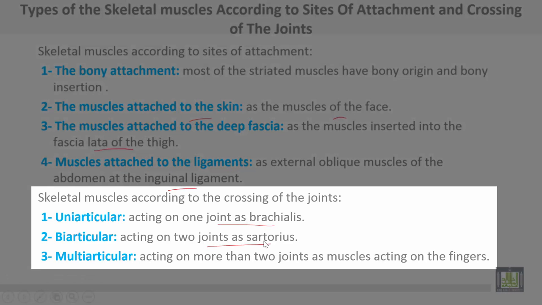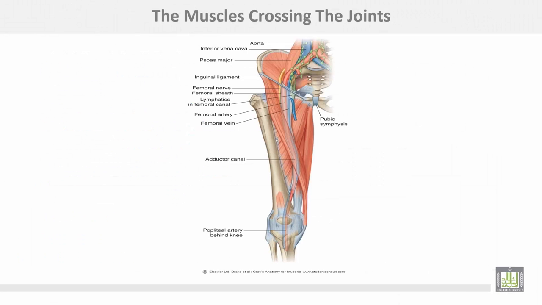According to crossing of the joints, the skeletal muscle crosses at least one joint, but sometimes crosses more than one joint. According to that, it is called uniarticular when it crosses one joint only, as brachialis; biarticular when acting on two joints, as sartorius; multiarticular when the muscle acts on more than two joints, as muscles acting on the fingers. This is a muscle crossing more than one joint. The sartorius muscle crosses the hip joint and also the knee joint.